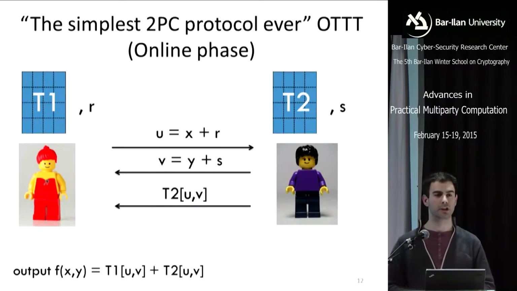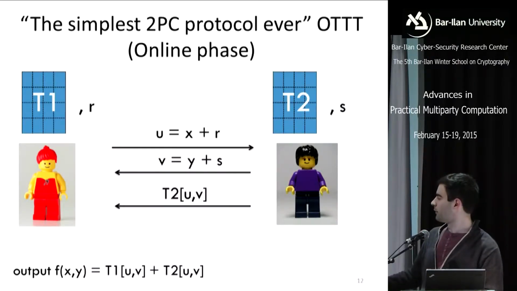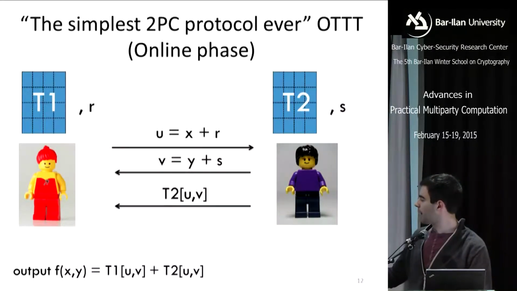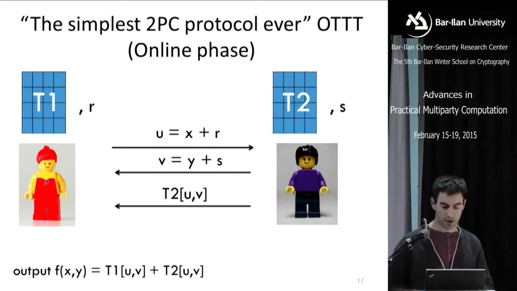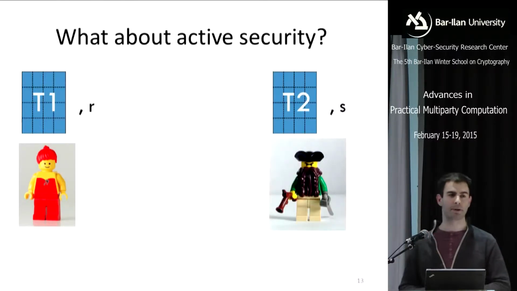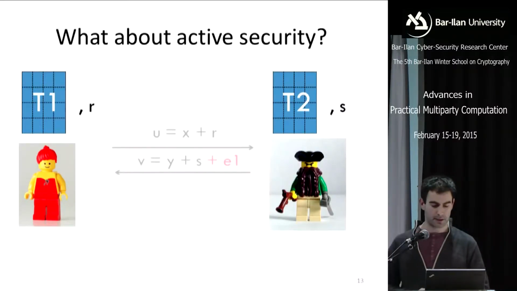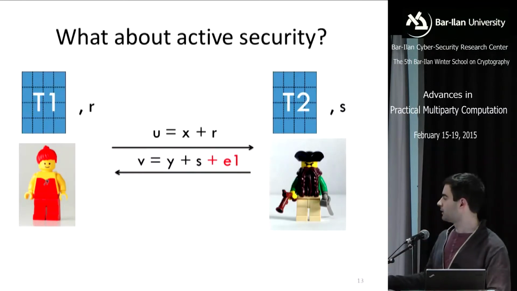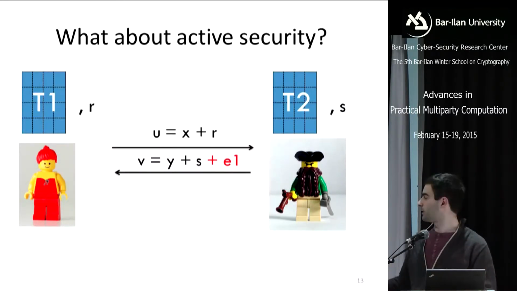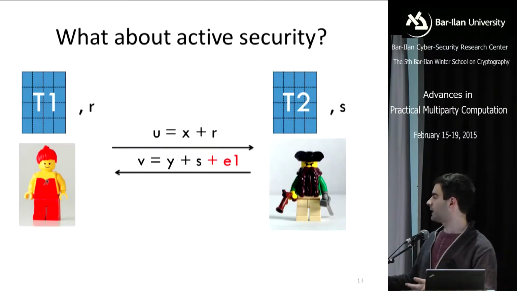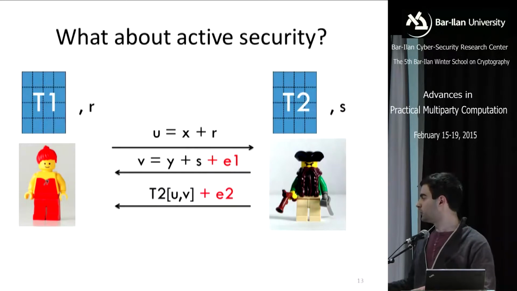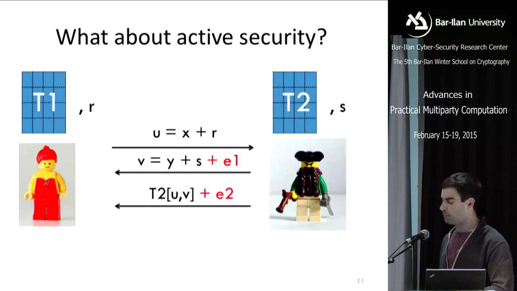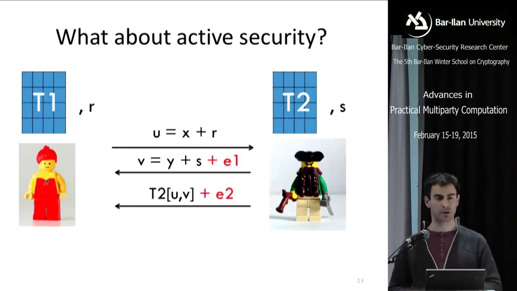T2. Sorry? T2. So Bob could lie about the share V, and Bob could lie about this share T2. So let's see what happens if Bob is a pirate. Like you said, if Bob is a pirate, Bob can add some error. So instead of sending V computed as y plus s, he can compute this as y plus s plus E1. And instead of sending T2, he can send T2 UV plus E2. He can add some error to his messages.